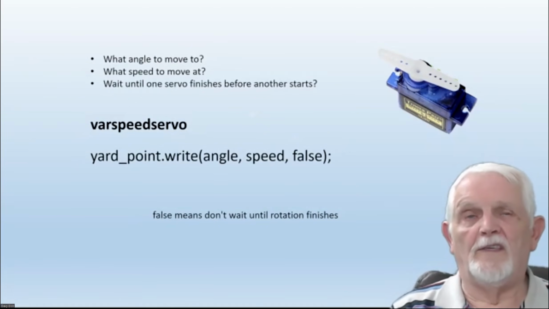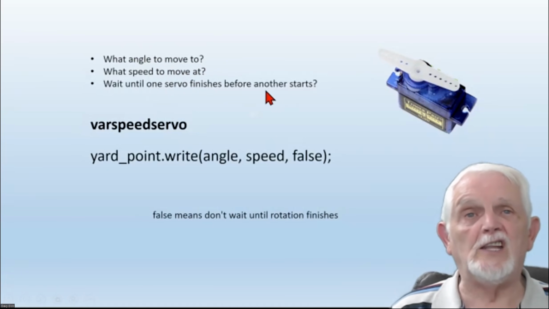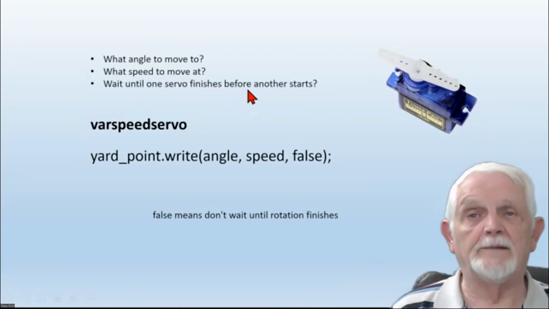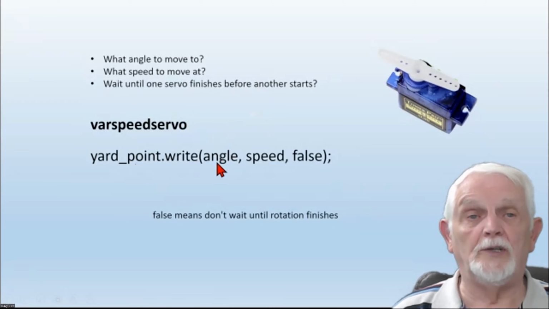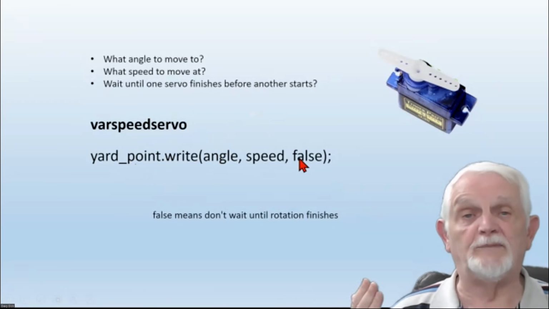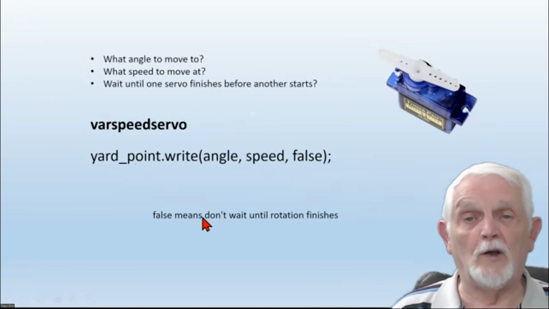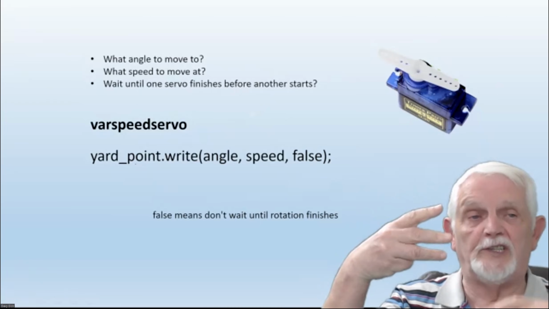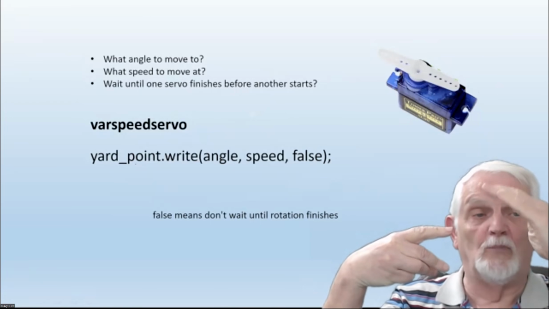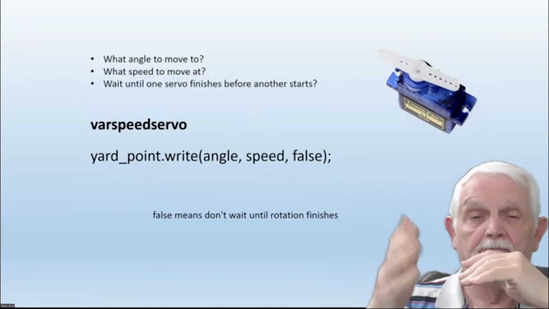Whereas with the VarSpeedServo, it can handle the angle, it can handle the speed, and it can decide how it wants to work, all in the one command. So write to that same point, what angles you want to go to, 90, 50, whatever it is, what speed you want to move at, and then either true or false here. If it's true, it doesn't wait. So you can give that command 3 times for 3 servos, start moving the first servo, and while it's still moving, you can start the second one going, you can start the third one going. So all 3 are moving at the same time.